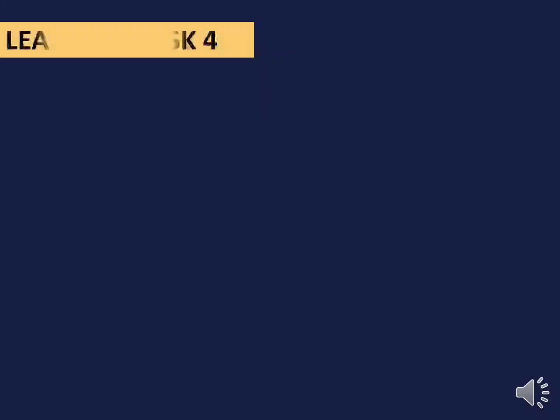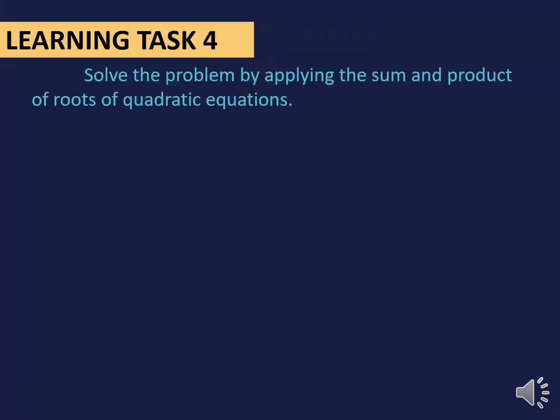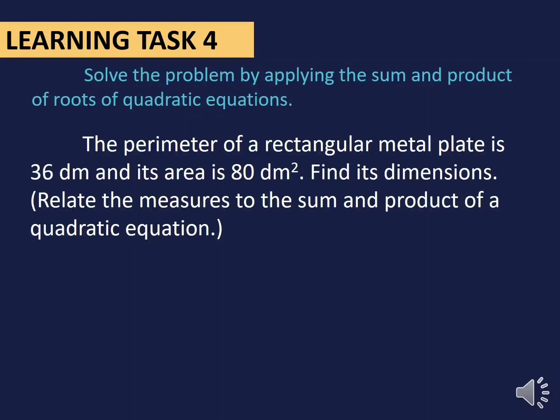And for your learning task number 4, solve the problem by applying the sum and product of the roots of the quadratic equations, or simply what we have learned in our lesson. So, the question is, the perimeter of a rectangular metal plate is 36 decimeters and its area is 80 square decimeters. Find its dimensions. Again, you will find the dimensions, the length and width. You have to relate the measures to the sum and product of a quadratic equation. Are you now ready for this?